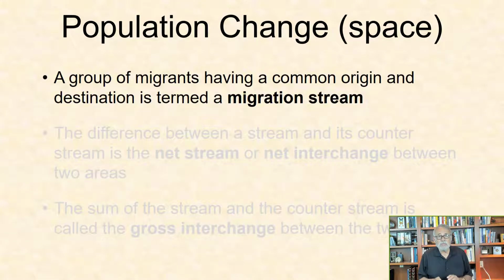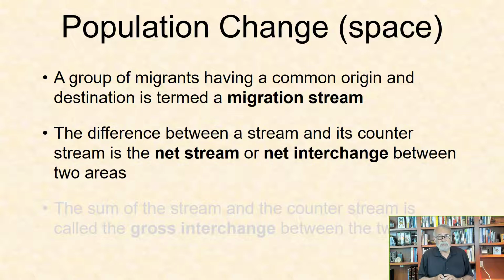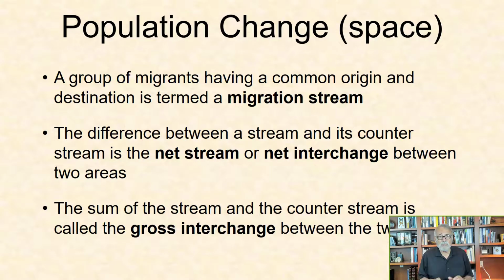A group of migrants having a common origin and destination is termed a migration stream. The difference between a stream and a counter stream is the net stream, or net interchange between the two areas. The sum of the stream and the counter stream is called the gross interchange between the two areas.